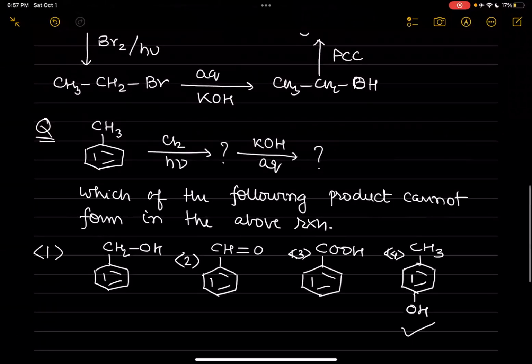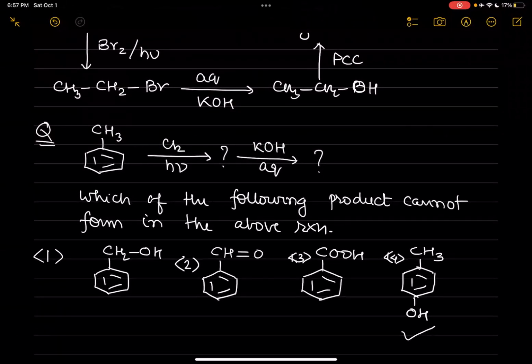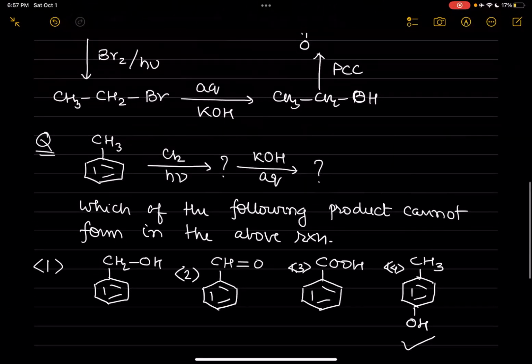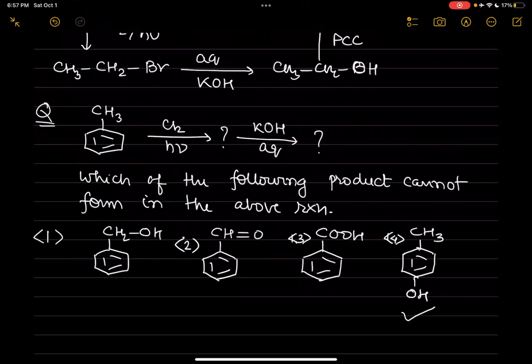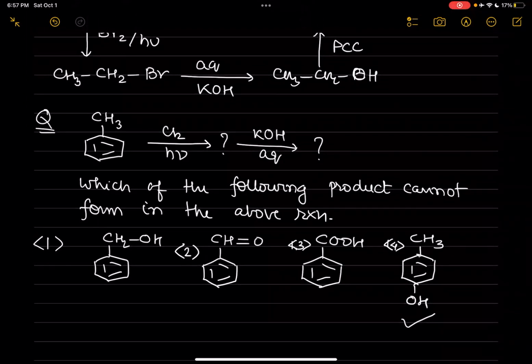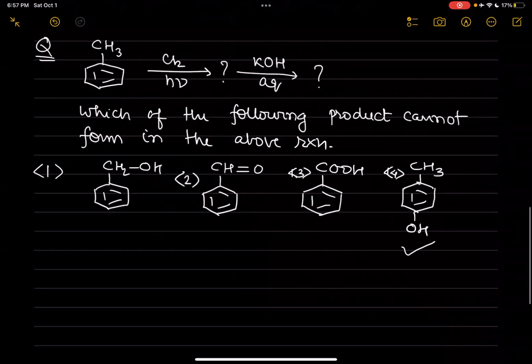So first of all, this is a difficult question. You need to know that this is the photohalogenation of alkane, not of the benzene ring. Because for benzene, how do you carry out the halogenation? You take Cl2 in the presence of Lewis acid, right? And this is the photohalogenation, which is for alkanes. And this is the alkyl side chain.